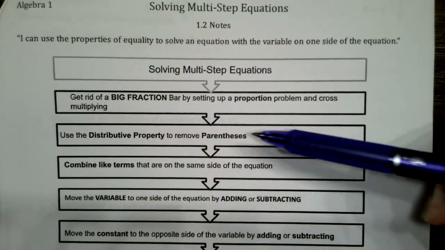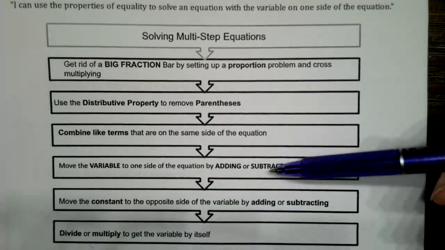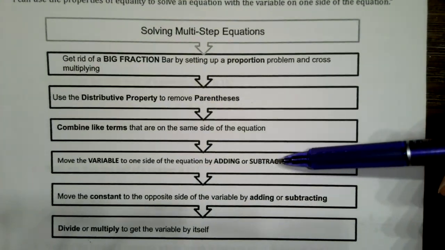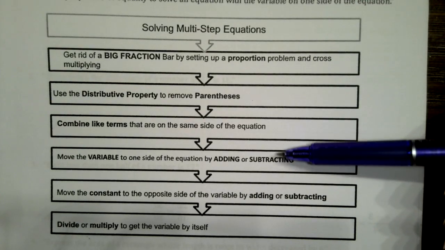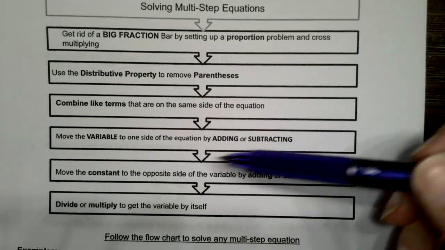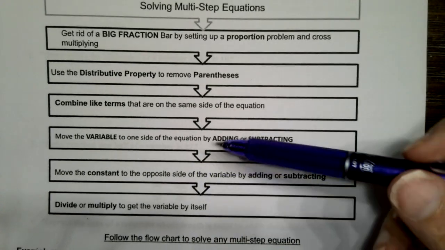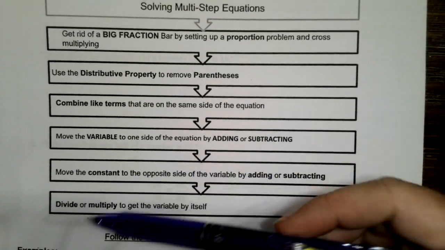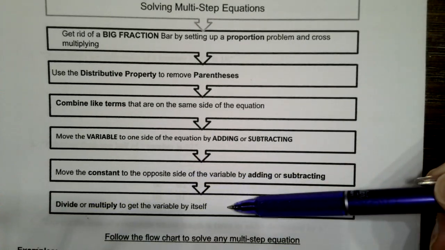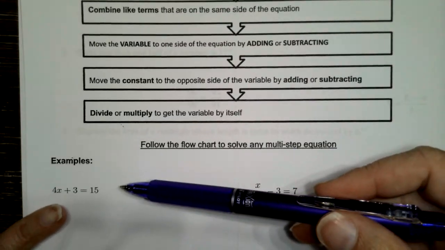Then the next step is to remove the parentheses, then to combine like terms, then to move the variable to one side of the equation by adding and subtracting. None of those things we're going to use today, but what we're going to focus on today is to move the constant to one side of the equation by adding or subtracting. And then we're going to divide or multiply to get the variable by itself. So let's try these few examples here.